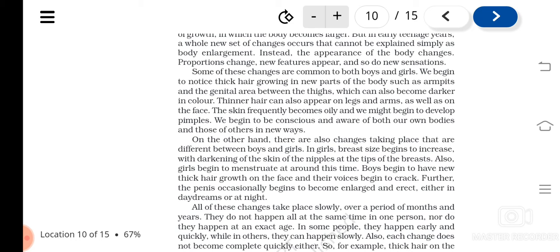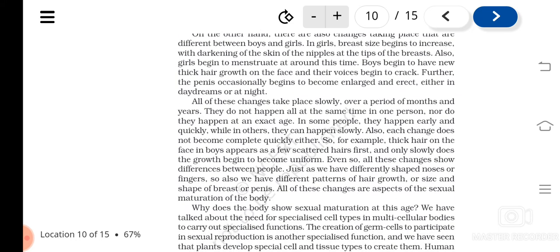And there are some changes that take place in boys and girls differently. In girls, breast size increases, and menstruation starts. And in boys, you can see new hair growth on the face, and their voices change. All these changes are happening in the males.